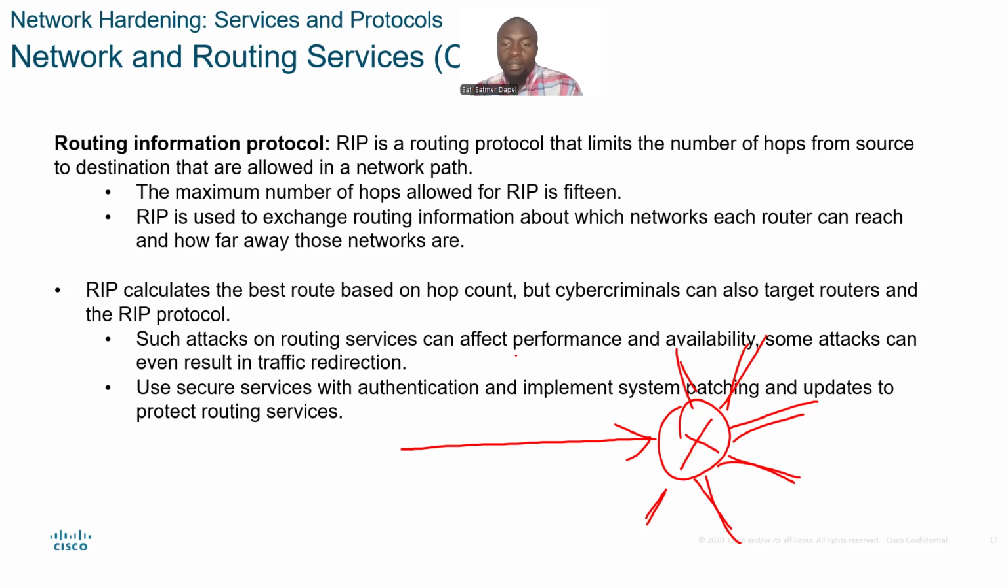Cyber criminals can also target routers and the RIP protocol. Such attacks on the routing services can affect performance and availability. Some attacks can even result in traffic redirection. So some use secure services with authentication and implement system caching and updates to protect routing services.